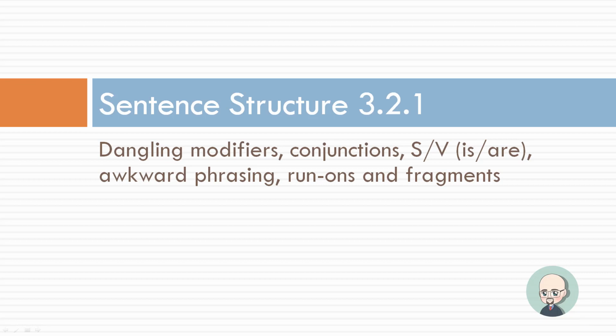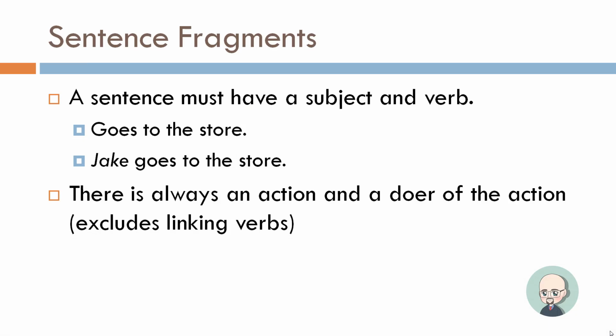Okay, now we're going to talk about sentence structure, dangling modifiers, conjunctions, subject-verb agreement, awkward phrasing, run-ons, and fragments. Sentence fragments. A sentence must have a subject and a verb. If you don't have that, you have one or the other, you have a sentence fragment. So if it's missing the subject, or if it's missing the verb, you have a fragment.